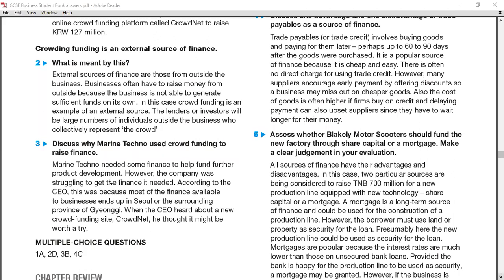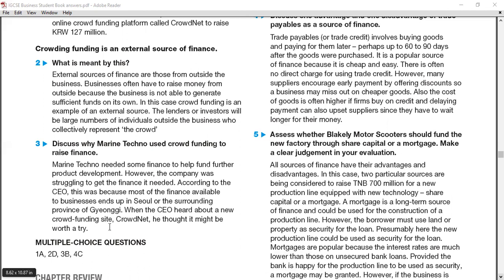So in this case, you can find out some reasons. The marine techno needs some finance to help their new product development. However, the company was struggling to get the finance it needed. And according to the CEO, this was because most of the finance available to business ends up in Seoul and the surrounding province like Gyeonggi. So when the CEO heard about the new crowdfunding site, CrowdNet, he thought it might be worth a try.